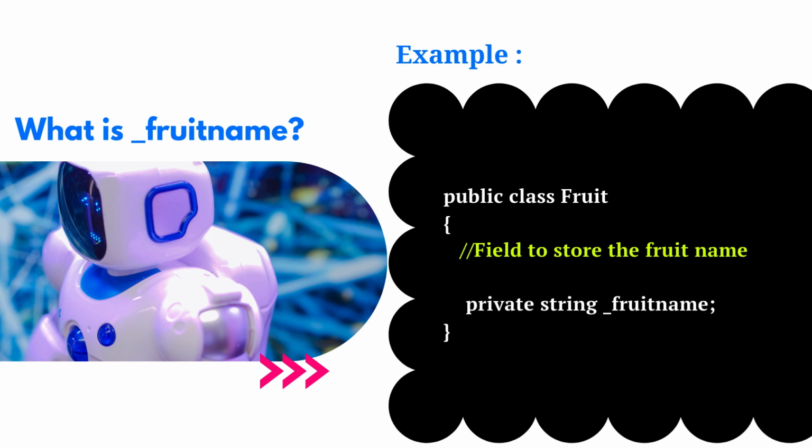What is _fruitName? _fruitName is a field to store data. It has an access modifier that is private, but it can be public, protected, internal, private protected, or private internal according to the scope of the field inside the data on the page, and string is the data type of this specific field, but it can also be int, float, char, or bool according to the need of the data on the page.